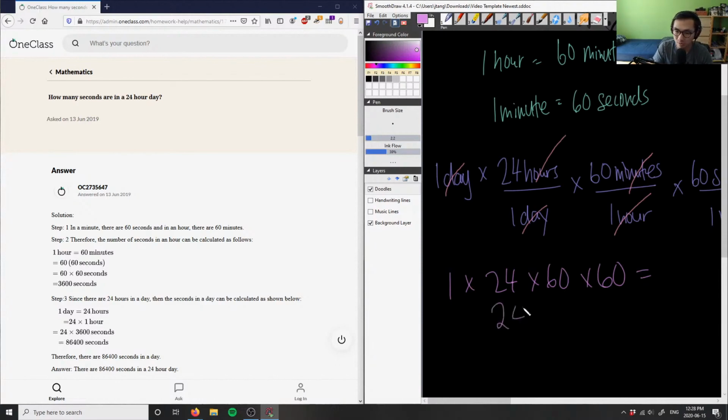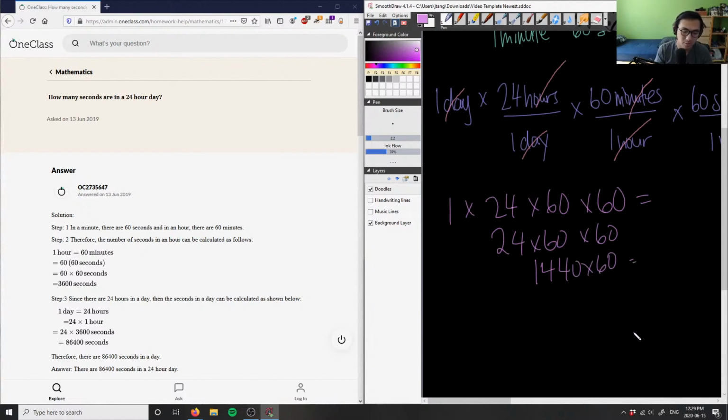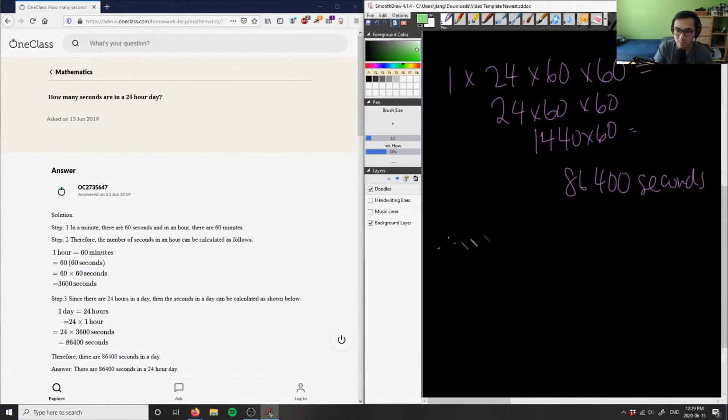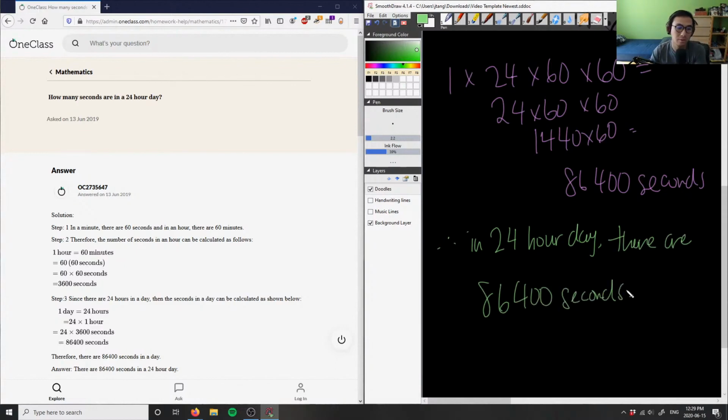So 1 times 24 is 24 times 60 times 60. 24 times 60 gives me 1440 times 60, and this is going to give me a value of 86400, and this is going to be seconds. And as you can see, that's the correct answer that I got here, which is nice. So therefore, I can say in a 24-hour day, there are 86,400 seconds. And this is our solution for this problem.